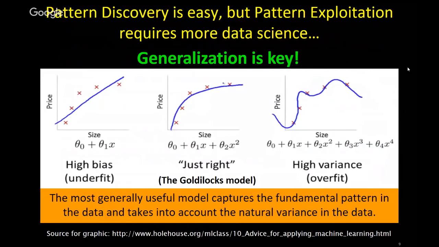So pattern discovery, in some sense, is easy, but pattern exploitation requires more data science. What I mean by that is this simple little chart here where we have some data points. Those red X's are data points, and there are 3 different panels there, which are different attempts to model those red X's. And so we see the pattern. We see there's a growth pattern in the red X's, going from left to right.